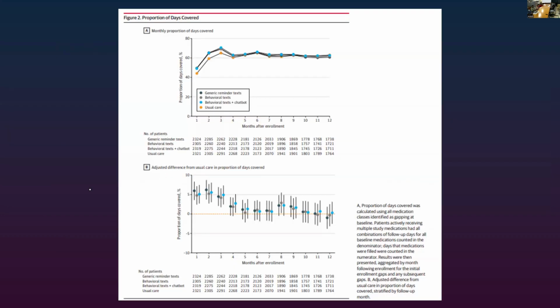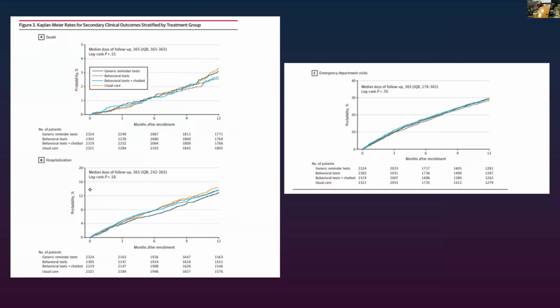Again, they had made Kaplan-Meier curves also. In the initial 3 months, it seems to have some novelty and seems to work a little bit, but then subsequently becomes equal. Even if you look at the adjusted difference from usual care, looking at death, hospitalization, and emergency visits, there were not many deaths, but it looks more or less the same in all 3 arms. So the intervention didn't really make much of a difference.